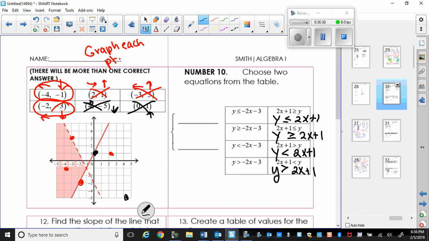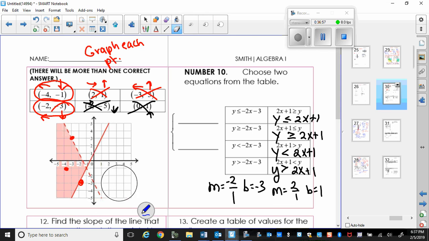So what I'm looking for is an equation with a slope of 2 over 1 and a y-intercept of 1. For my second one, I'm looking for an equation with a slope of -2. Remember, we can create -2 over 1, and a y-intercept of -3. So I'm just going to check which one has a y-intercept of -3. This dashed line does. So we're shaded below. It's shaded below.